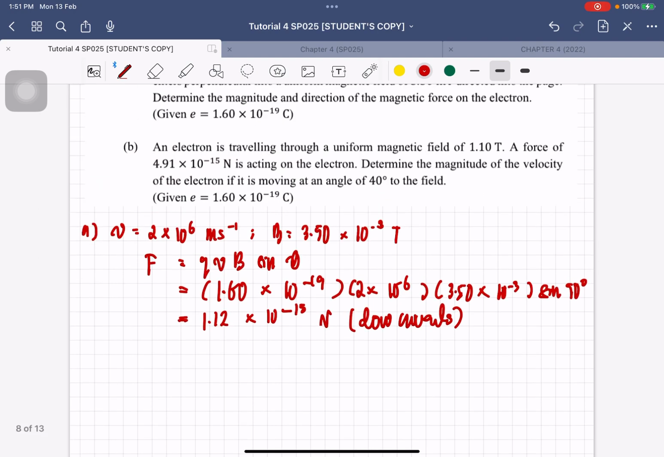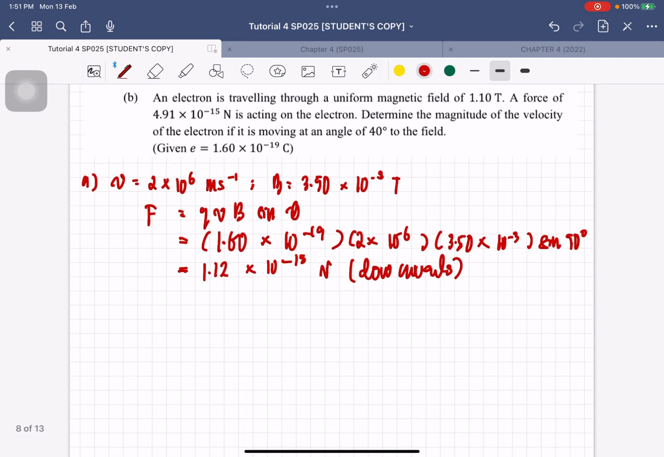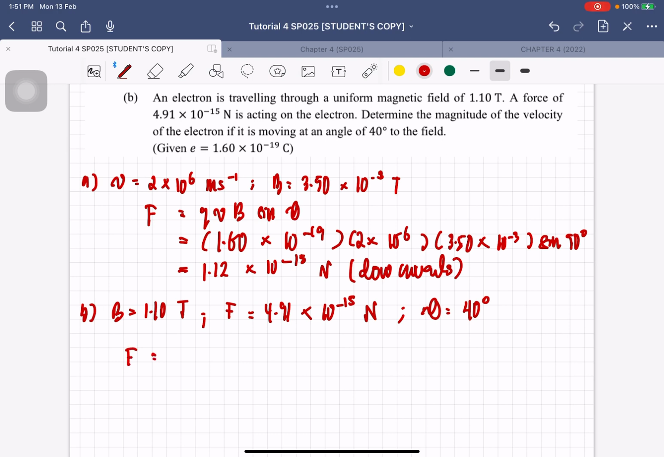Then question b. An electron is traveling through a uniform magnetic field of 1.1 Tesla. A force of 4.91 times 10 to the power of negative 15 Newton is acting on the electron. Determine the magnitude of the velocity of the electron if it is moving at an angle of 40 degree to the field. So the angle between the velocity and the magnetic field is 40 degree. We have to determine the magnitude of the velocity.